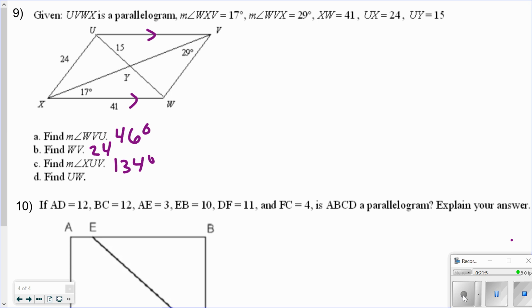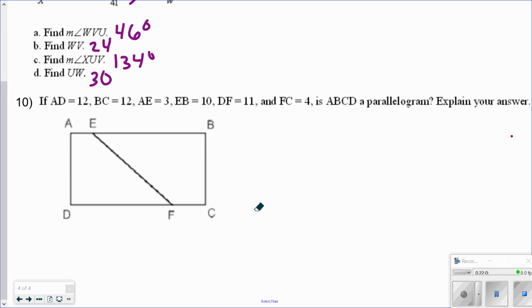In our last question, UW, so UW is right here. If we look at the diagram, we know that this segment here is 15. So this is also 15, meaning that the entire diagonal is 30.